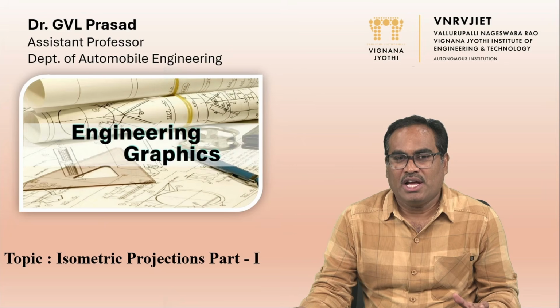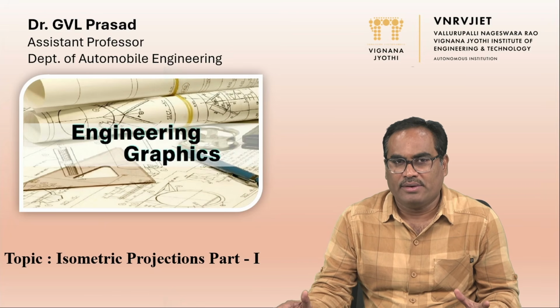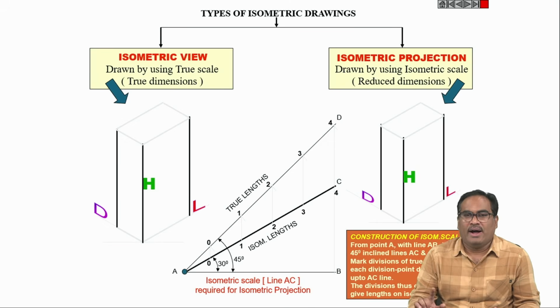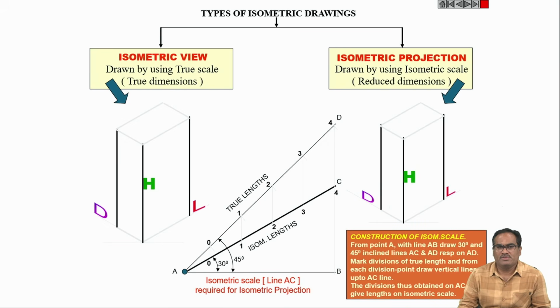So in today's session I will show you drawing of isometric projections through AutoCAD. Isometric drawings are of two types: one is isometric view and another is isometric projection. First of all, what is an isometric drawing? It is a particular fashion of projection where you can see all three dimensions of an object: length, breadth and height.